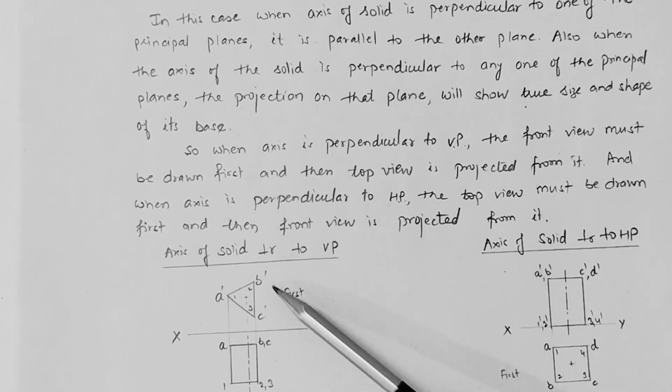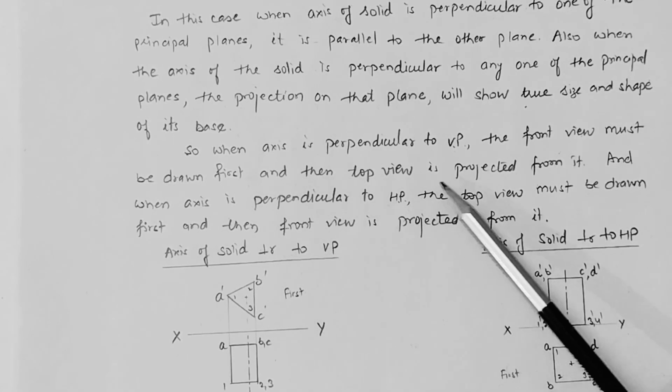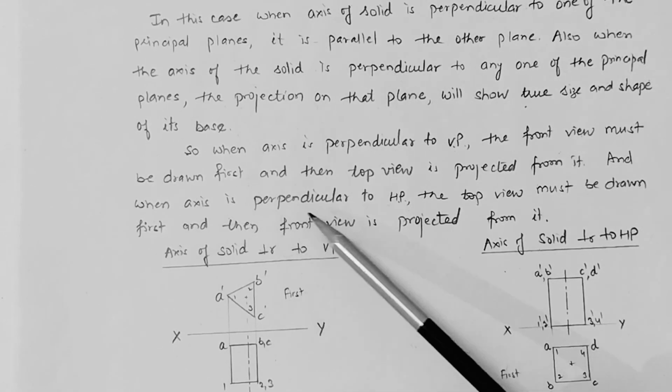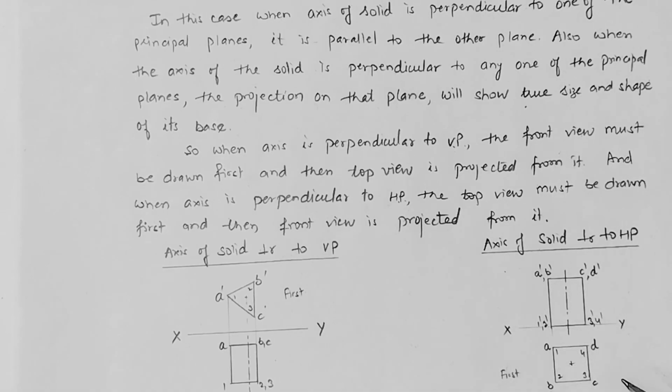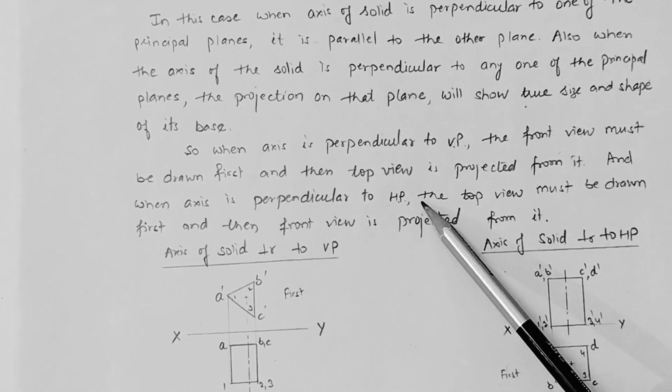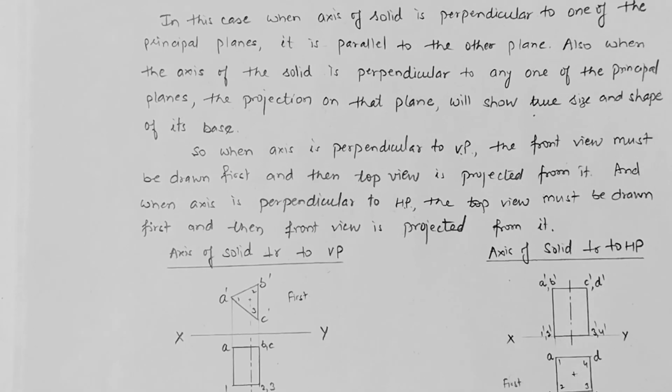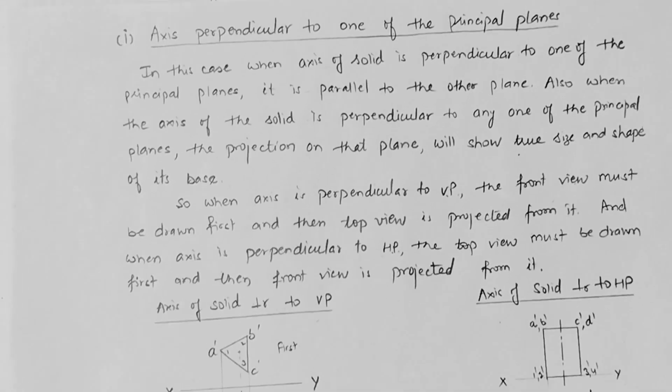So we have to draw this front view, and then the top view is projected from it. After drawing this one, we will draw the top view. And when the axis is perpendicular to the horizontal plane, as in this diagram, the top view must be drawn first. So we have to draw this one first, and after drawing this one we will project the front view.